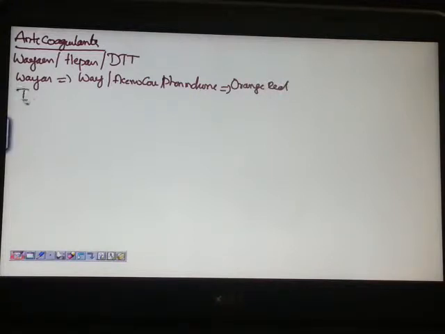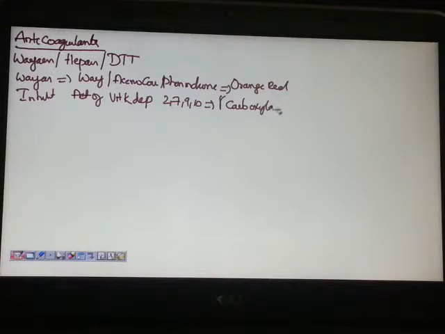The mode of action is they inhibit activation of vitamin K dependent factors. Those are 2, 7, 9, 10. The step affected is gamma carboxylation of glutamate.